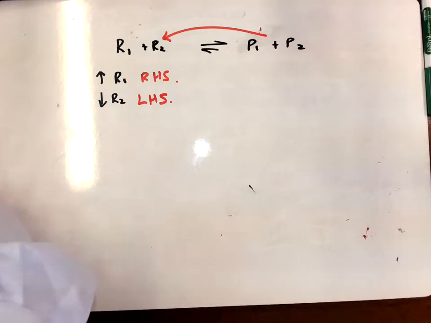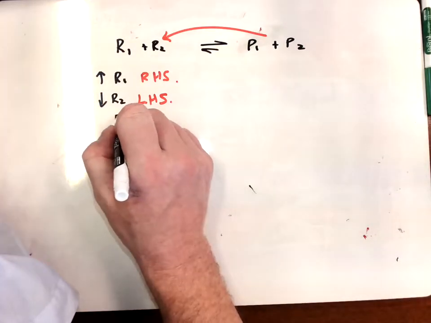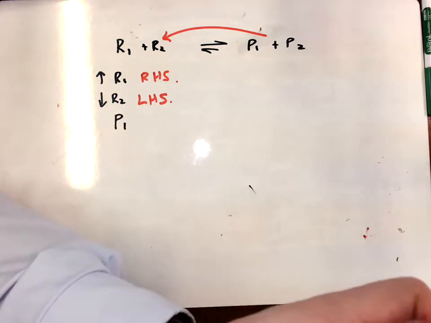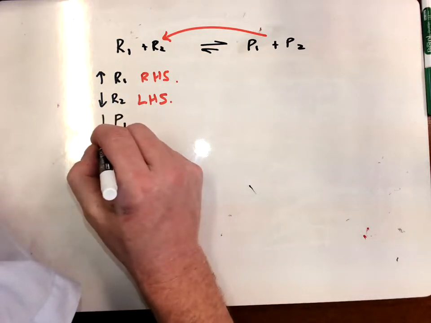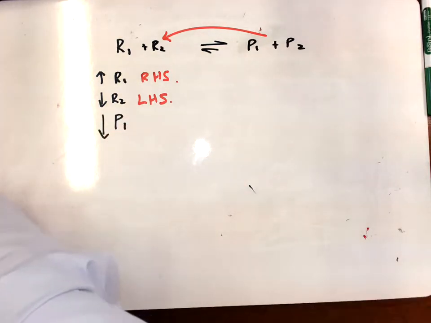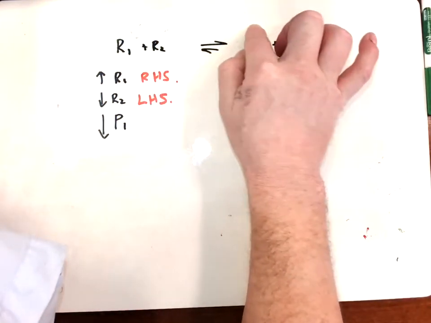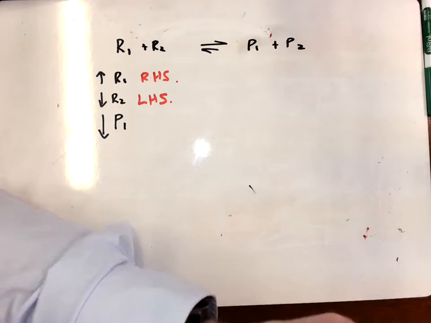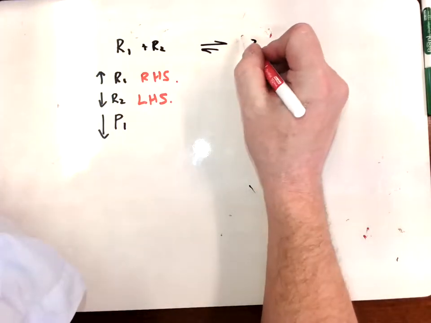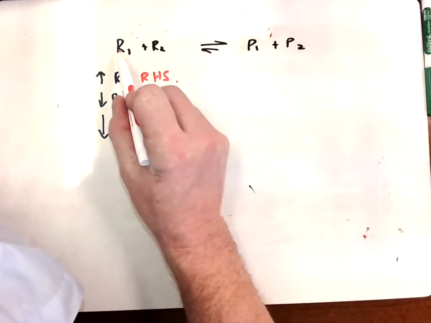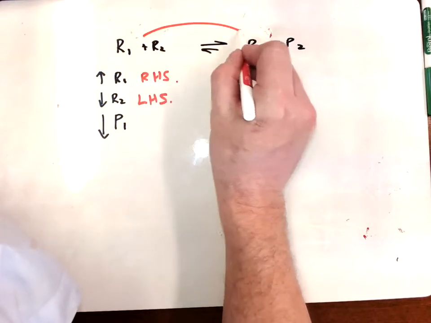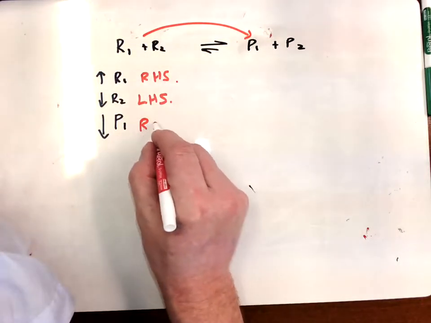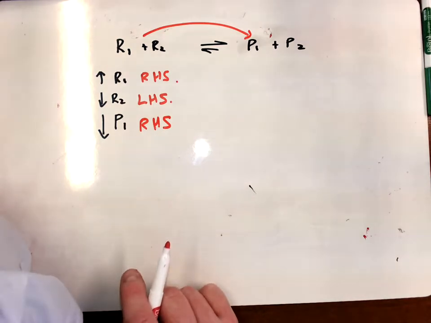A common trick of engineers is to remove product as soon as it's made. Why would they do that? Well, let's say we remove the product, either 1 or 2, it doesn't matter. What will the equilibrium do? Again, it will try and oppose the change, so it will try and make more product. How does it do that? R1 plus R2 makes product. So that would shift my equilibrium to the right hand side.